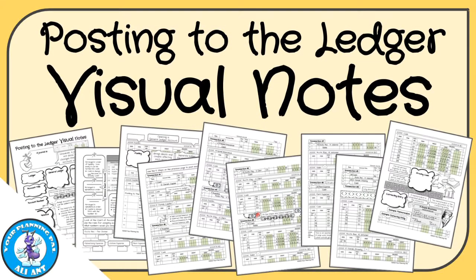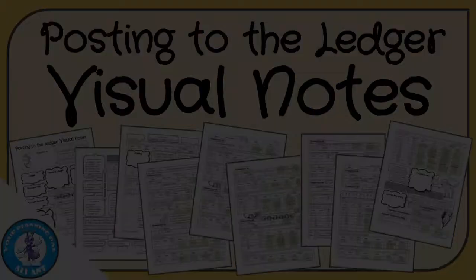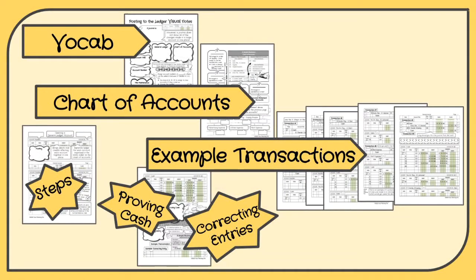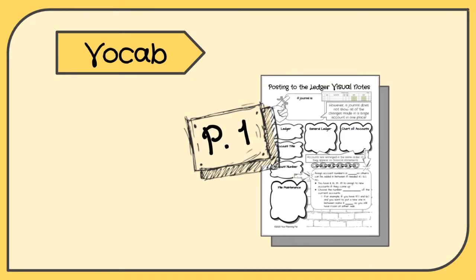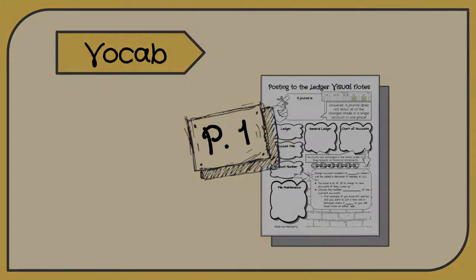Hello, this video is all about posting to the ledger from the general journal. And it will cover vocabulary, chart of accounts, example transactions, steps on how to do those transactions, and then it'll finish up with proving cash and correcting entries. So let's get started with page number 1 and vocabulary.